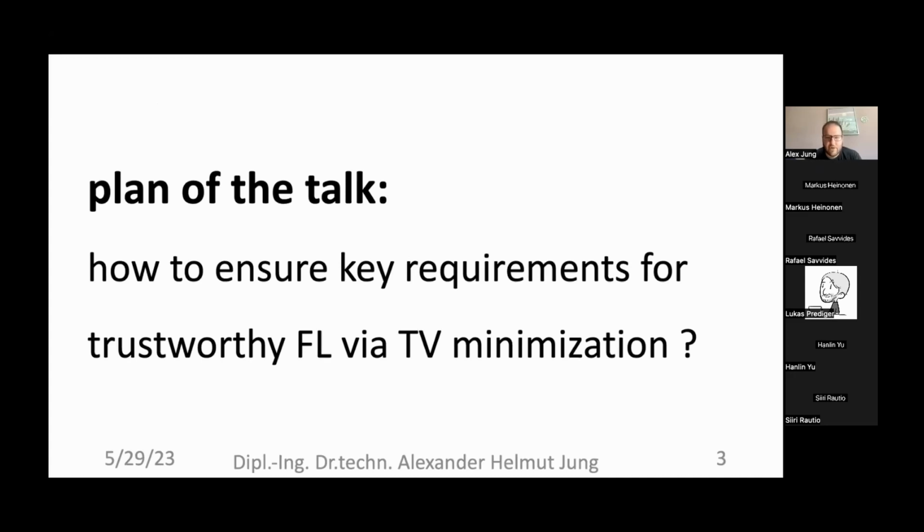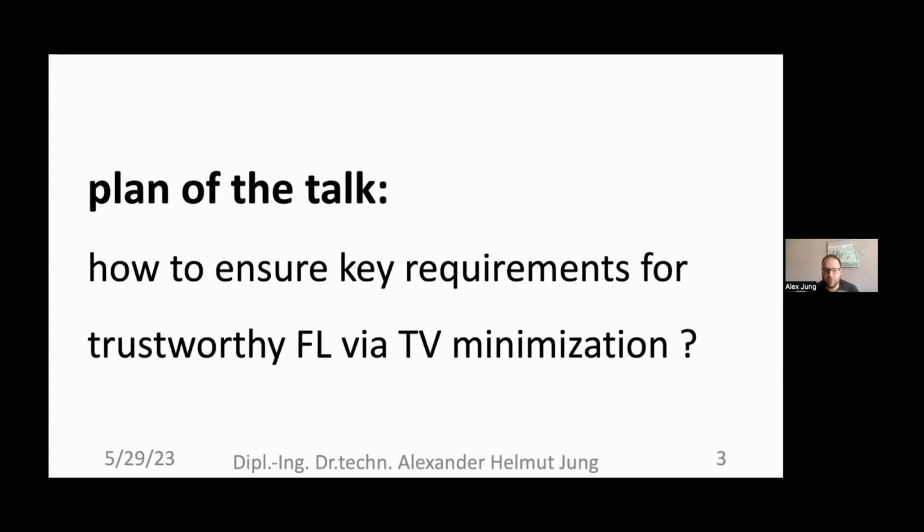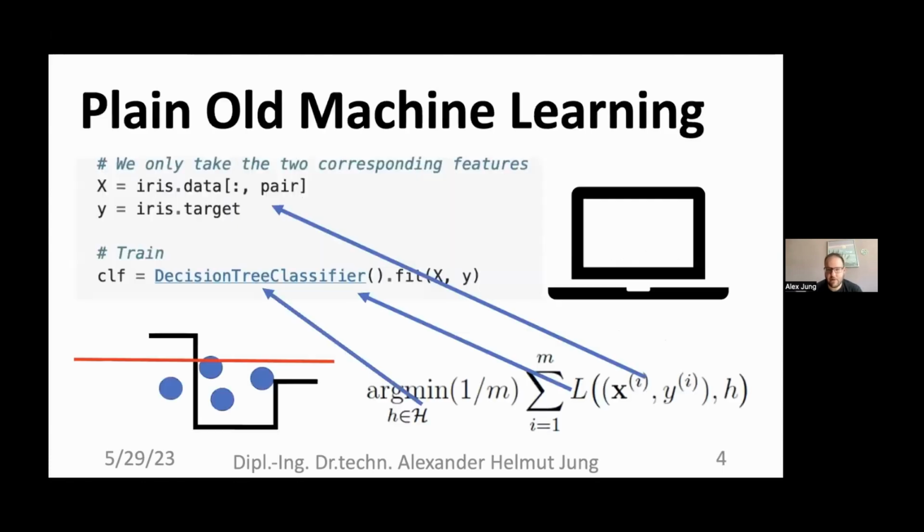Okay, so today my talk, for around 40 or hopefully a bit less than 40 minutes, my plan is to show you how we can ensure, or to give a glimpse on how we can ensure, some of the key requirements for trustworthy AI, in particular for federated learning, via a principle that I call total variation minimization. So this TV minimization is the basic engine, so to say, that I will use to implement trustworthy federated learning. Okay, so just to put it into perspective, federated learning is a special case of machine learning.